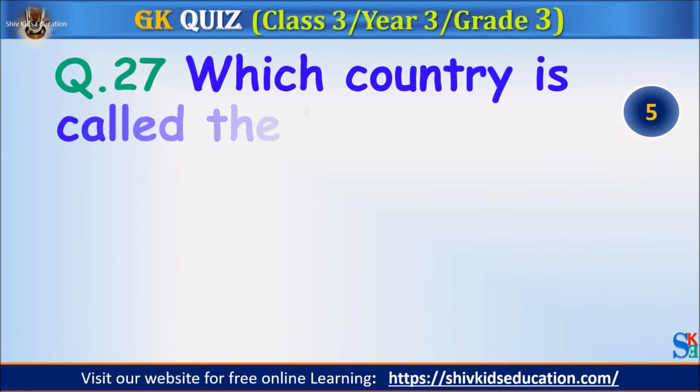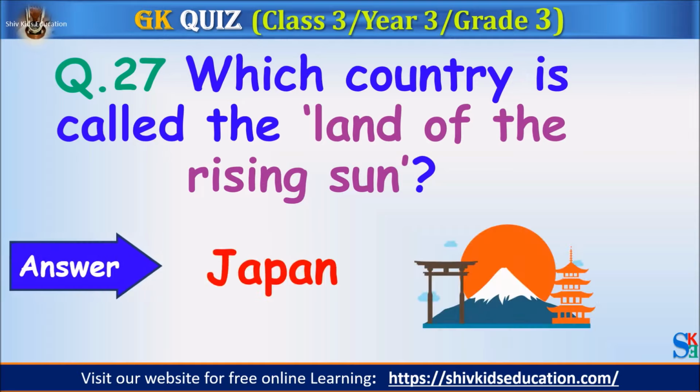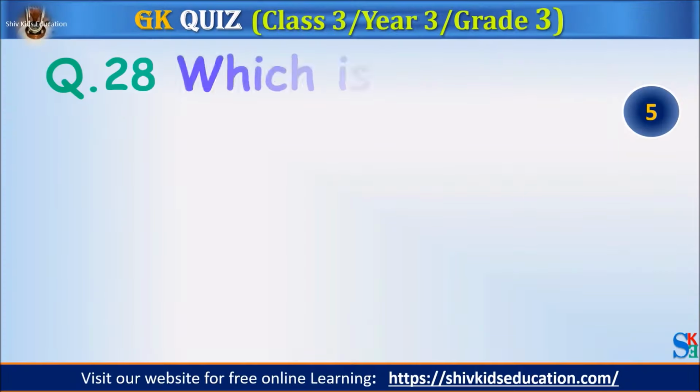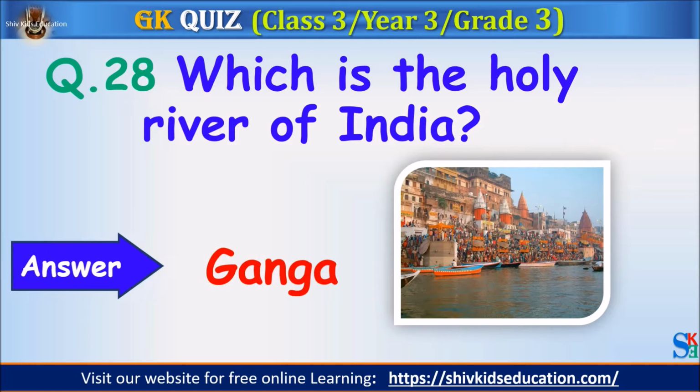999. 27. Which country is called the land of the rising sun? Your time starts. The answer is Japan. 28. Which is the holy river of India? Your time starts. The answer is Ganga.